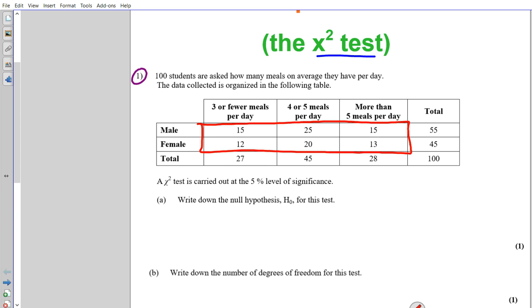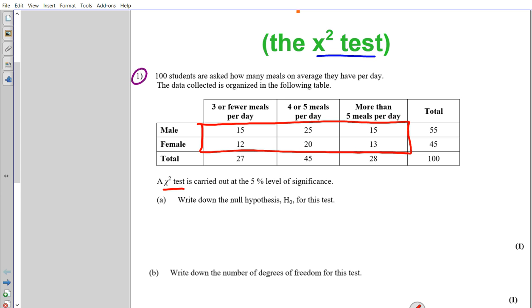So we've got male and female as our gender. Number of meals per day is 3 or fewer, 4 to 5, or more than 5. When we're talking about what size matrix it is, it's the rows by the columns. Rows by columns. So 2 by 3. Don't include the totals. A chi-square test, see how they don't often write the word chi-square? They might say an x-squared test. It just means a chi-squared test.